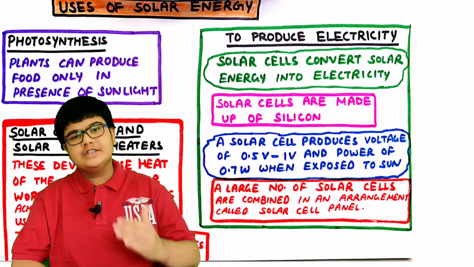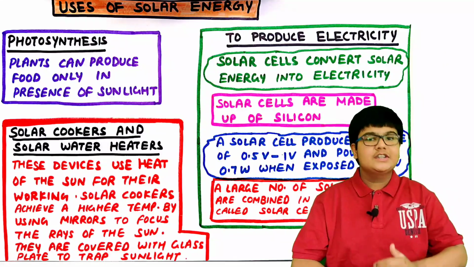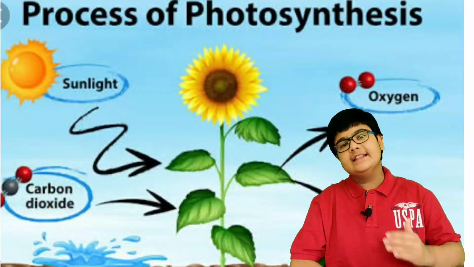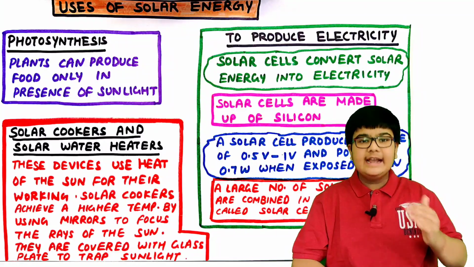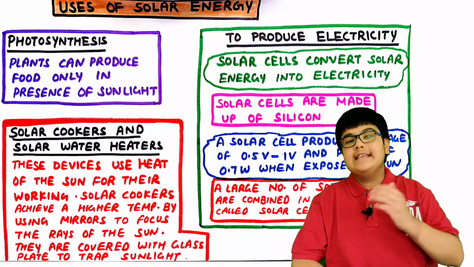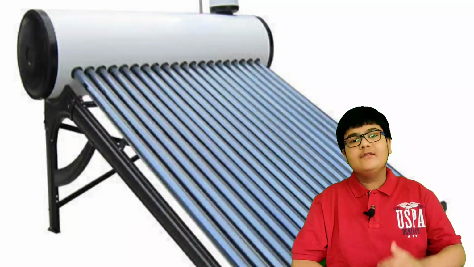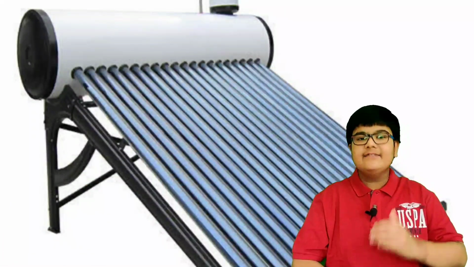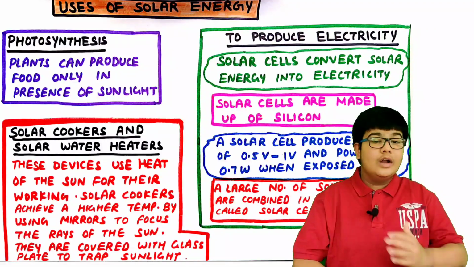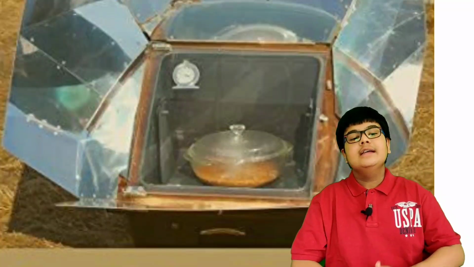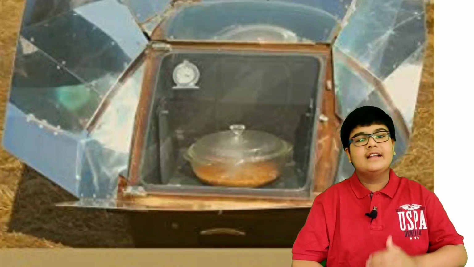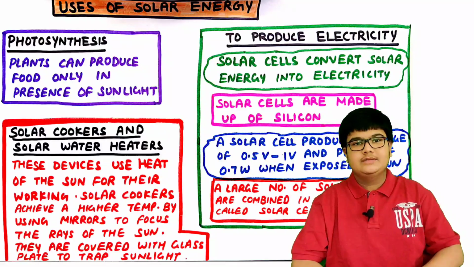Now let us study the uses of solar energy. First, photosynthesis. Plants can produce food only in the presence of sunlight. Sunlight is a very important component of photosynthesis. Second, solar cookers and solar water heaters. These devices use heat of the sun for their working. Solar cookers achieve a higher temperature by using mirrors to focus the rays of the sun. They are covered with a glass plate to trap sunlight.